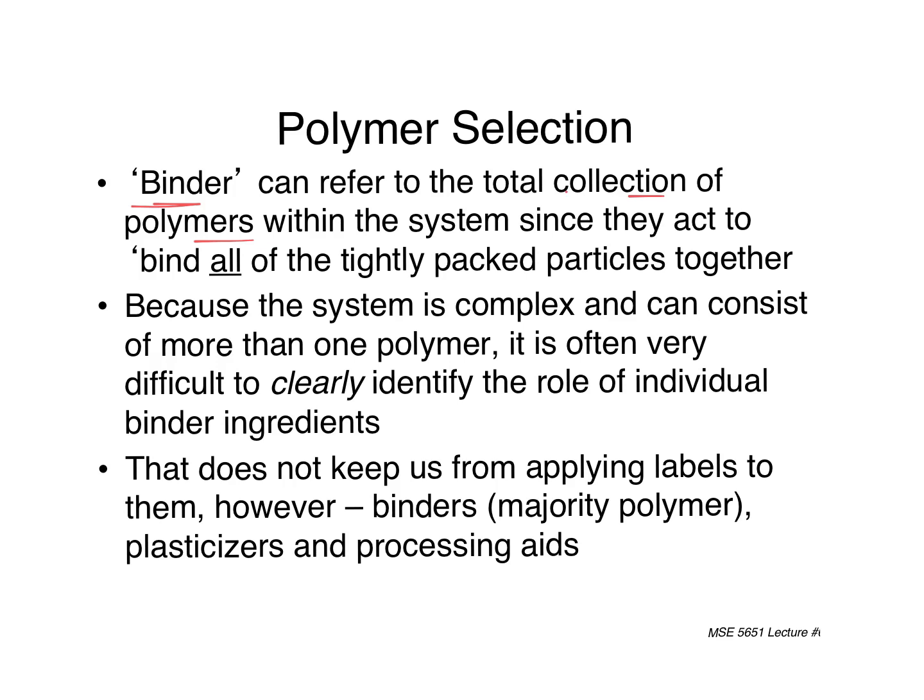Because the system is complex and consists of more than one polymer, it is often difficult to clearly identify the role of individual binder components. However, that doesn't keep us from applying labels: binders, plasticizers, and various processing aids. We'll go over some of those things today. Going into this, it's easy to say, oh, categories, here's what they do and they don't do anything else. But in reality, they all tend to work together. So keep that in mind.